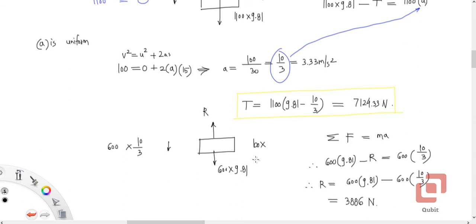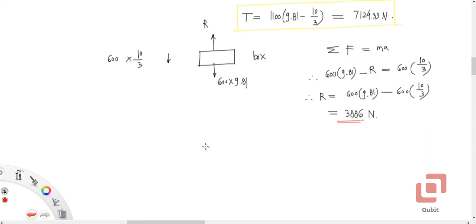You might have experienced this in a lift. If you are moving down, you appear to be lighter. Note that this 3886 newtons is the apparent weight, and your actual weight is 600 into 9.81. The difference is because the lift is accelerated. Once the lift starts moving steadily, you don't feel the reduced weight. Only when it starts or stops you feel that. So that is the normal reaction.